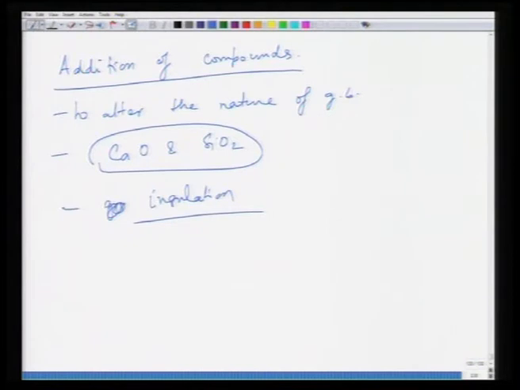So this is what essentially is about the properties of soft ferrites which are of interest. Another property which could be of importance is permittivity.